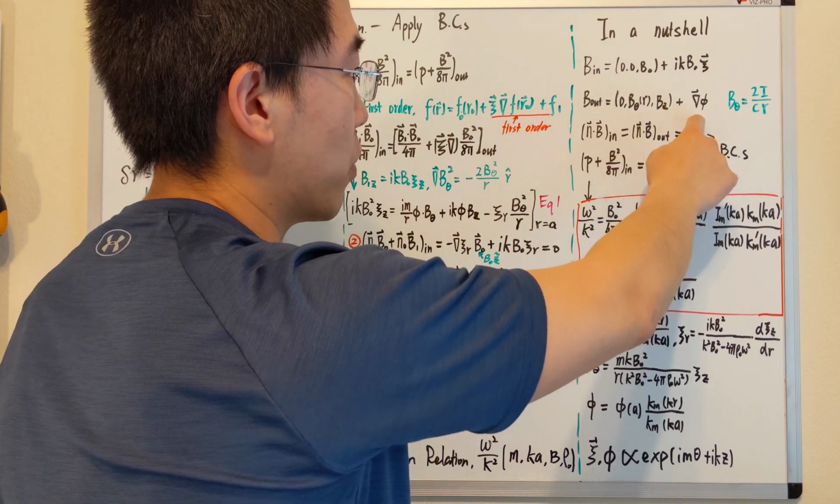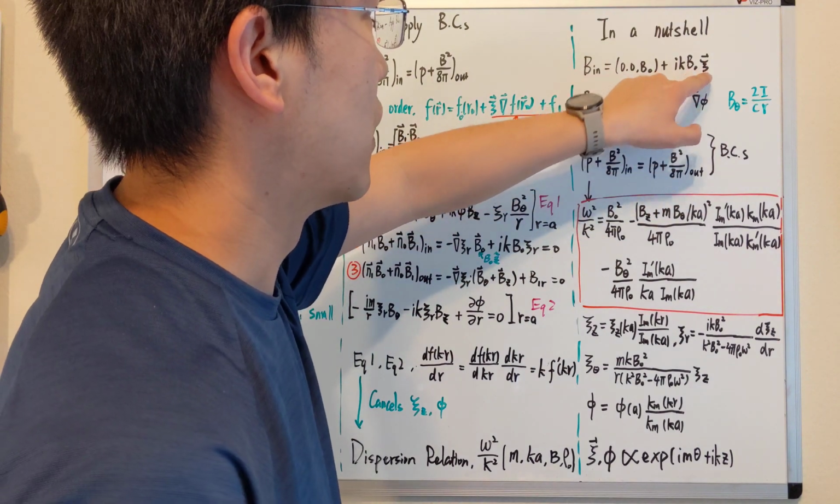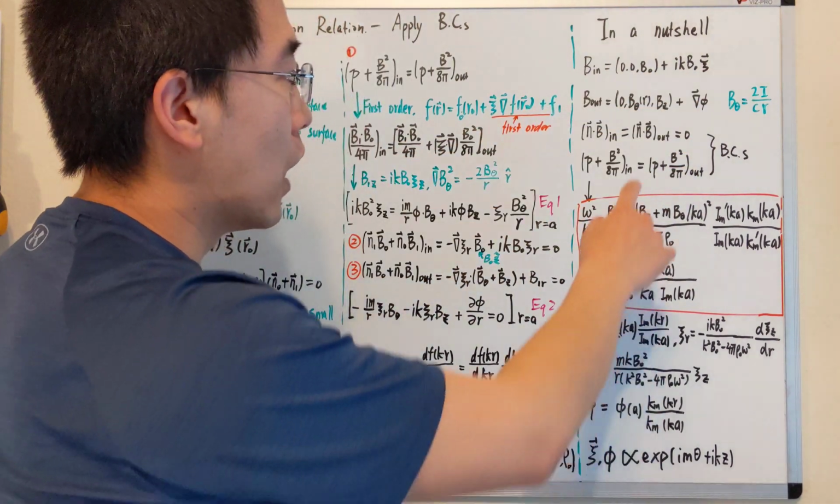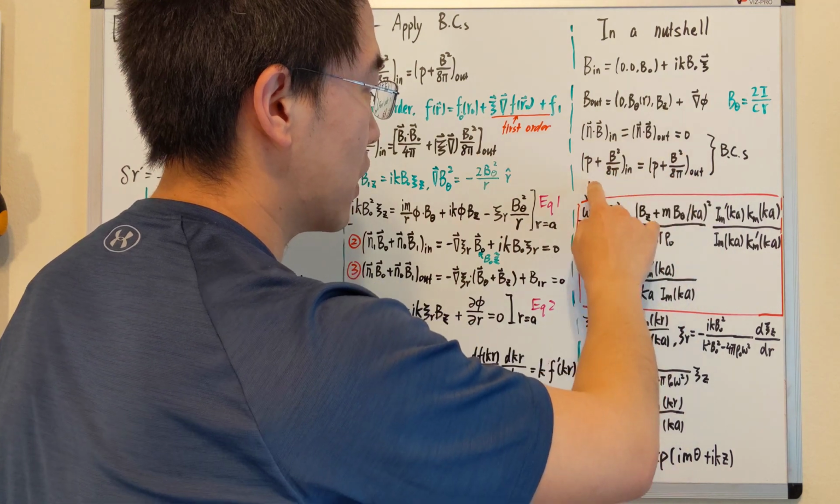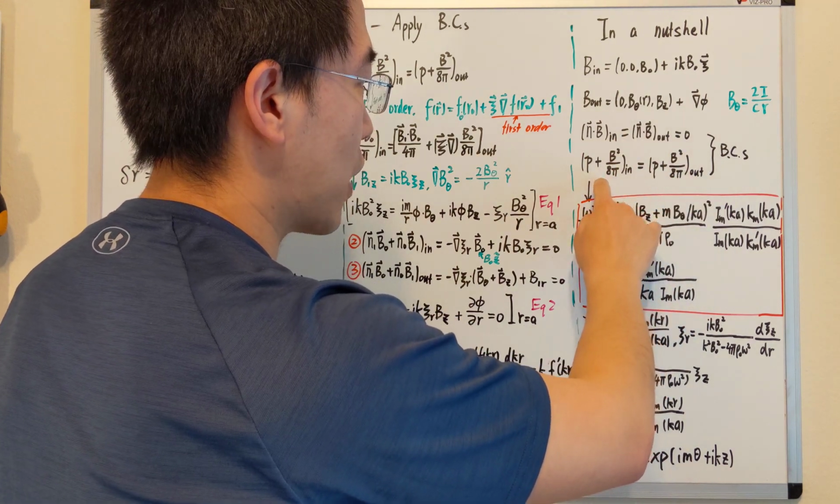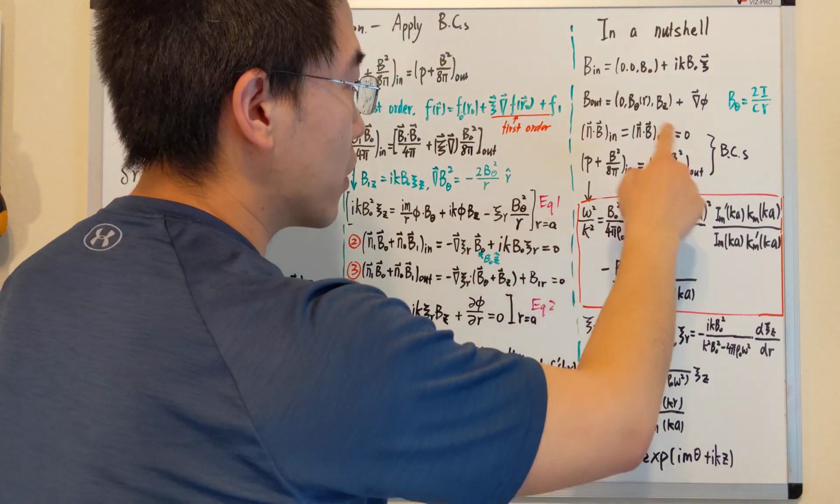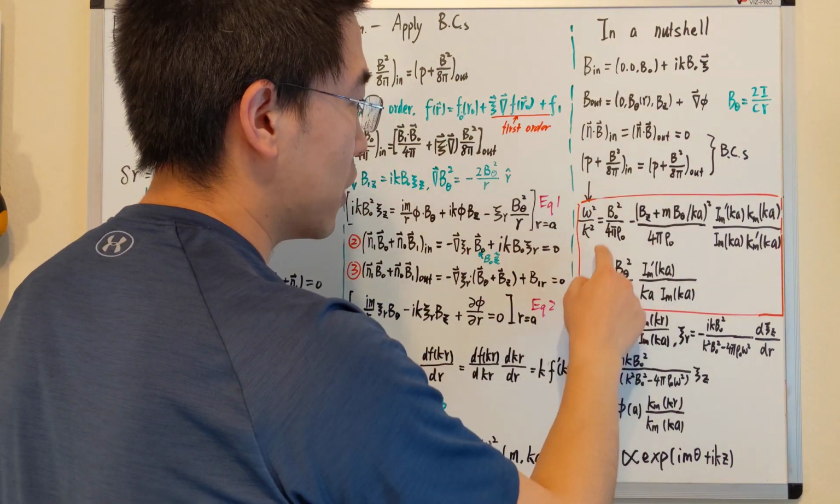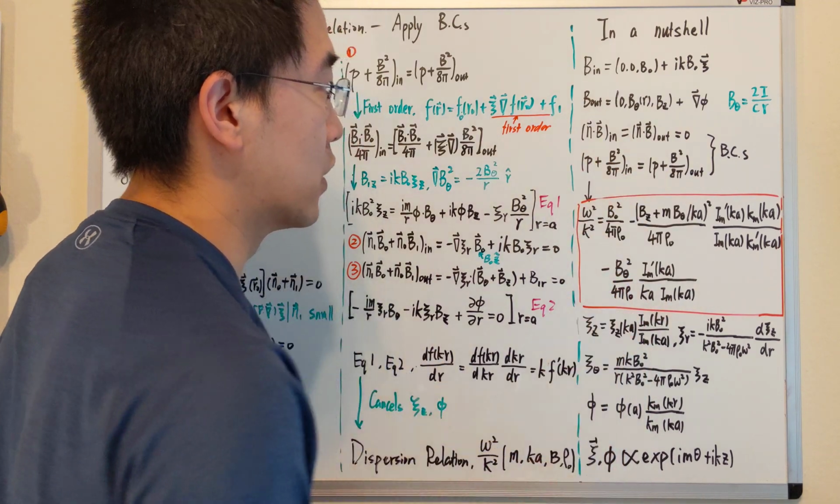Essentially, this is B0, B1. And from the previous video we derived this and this. I'm going to apply those two boundary conditions, one from Maxwell's equation, another coming from the pressure balance. And then we will apply those two boundary conditions here, and end up with the dispersion relations.